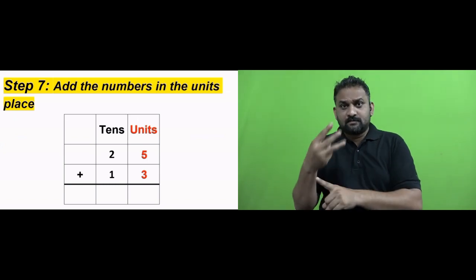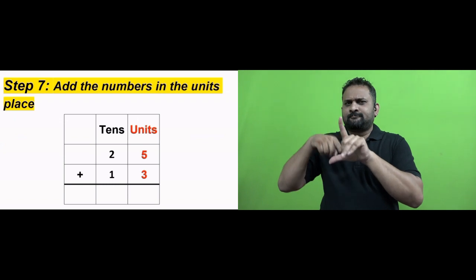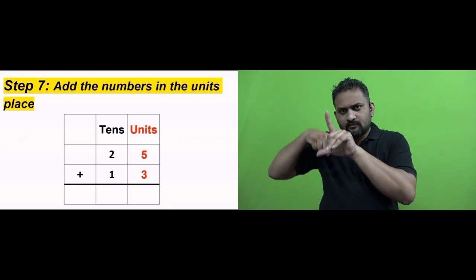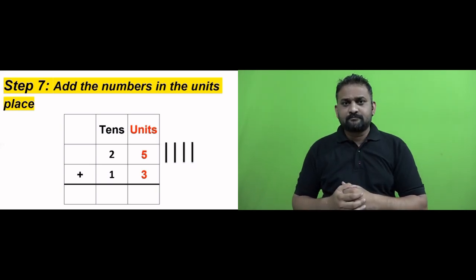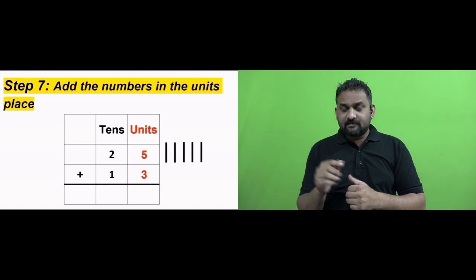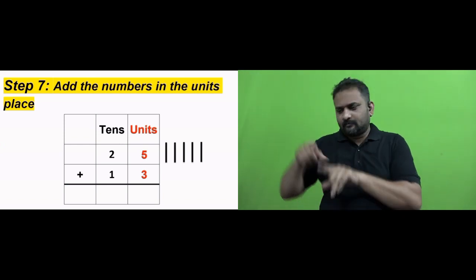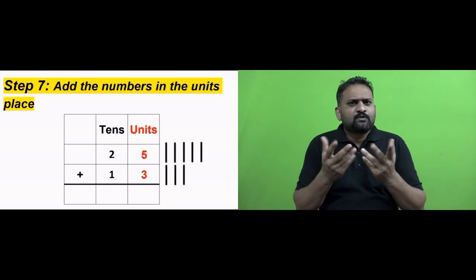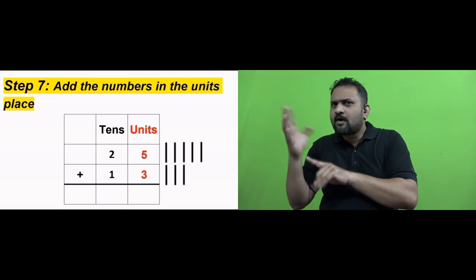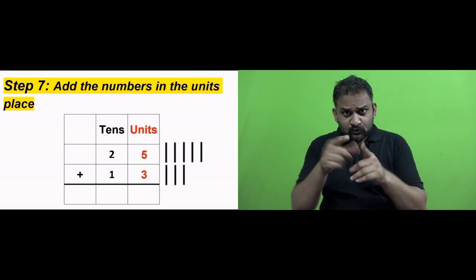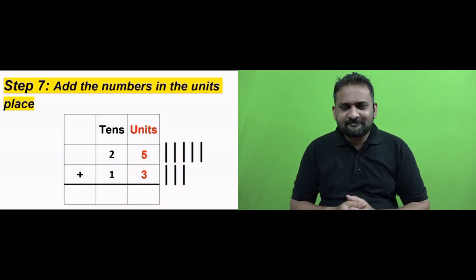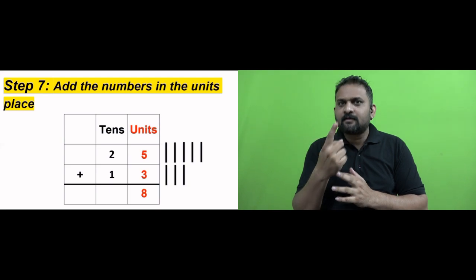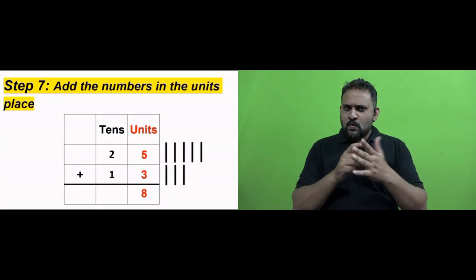So we need to add 5 plus 3. Let's take the help of some lines to add these numbers. So we draw 5 lines for the number 5. 1, 2, 3, 4, 5. And we draw 3 lines for the number 3. 1, 2, 3. And what do we do next? Yes, we count the lines all together. Can you do this by yourself? Let's try. Did you get the answer 8? Great! You're on a roll.